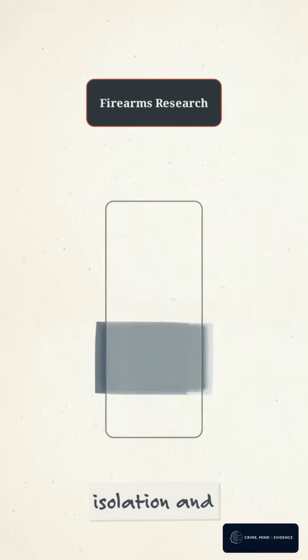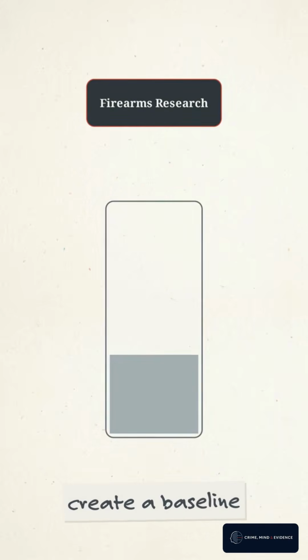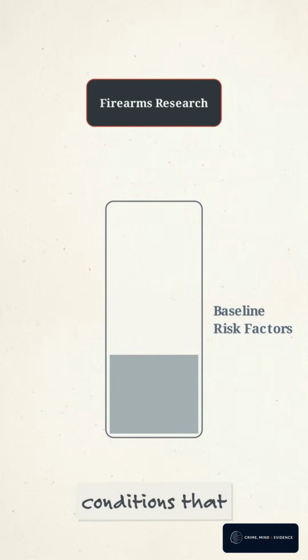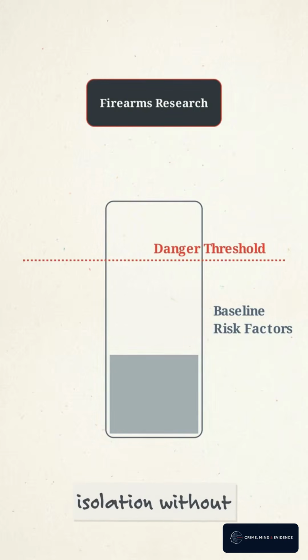That background, isolation, and discipline history create a baseline vulnerability. Assessors call these risk factors, conditions that elevate the overall probability of violence over a long time horizon. But millions of people live with social isolation without ever harming anyone. Risk factors alone don't justify an emergency response.